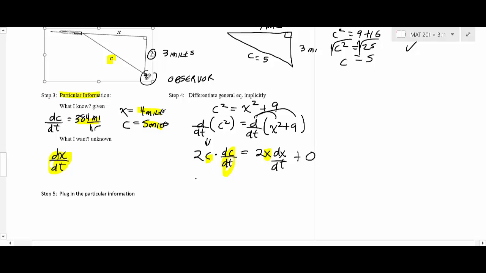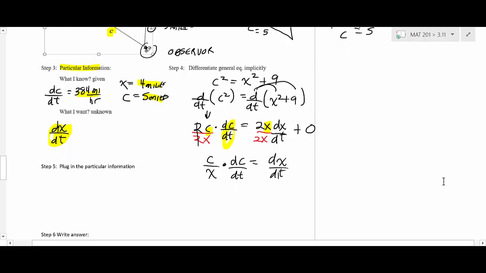So now you can just divide both sides by 2x to isolate this. If I do that, the 2's will cross out. That will leave you with c over x times dc/dt, and that's going to be equal to dx/dt. Now we're ready to plug everything in, and then we'll have our answer and think about our answer.